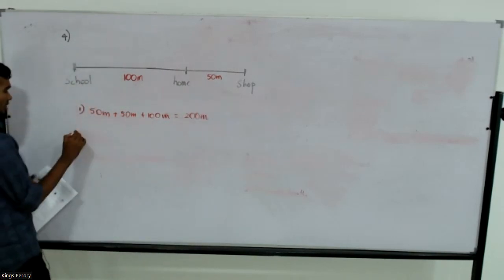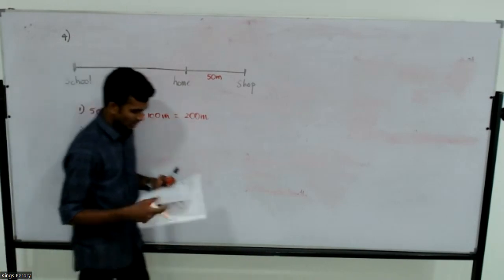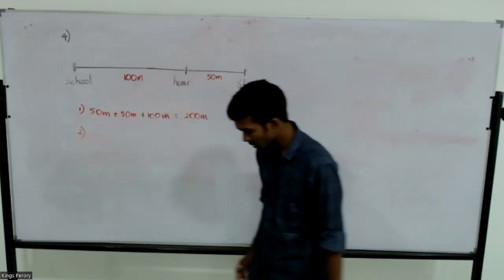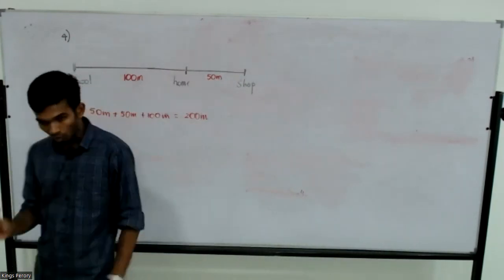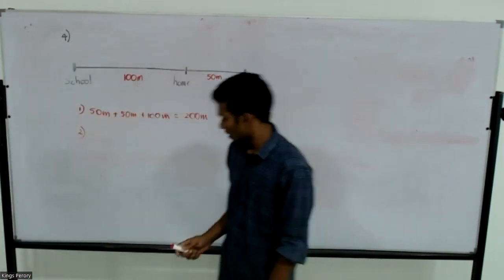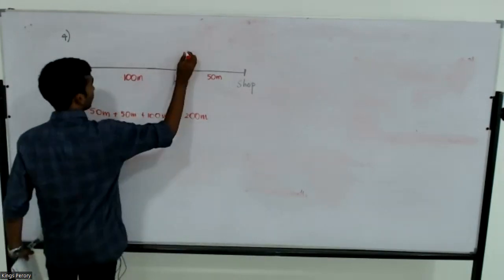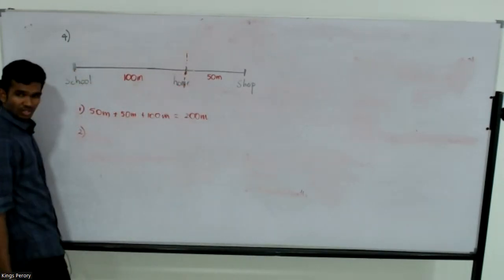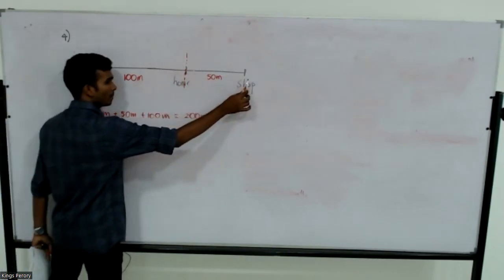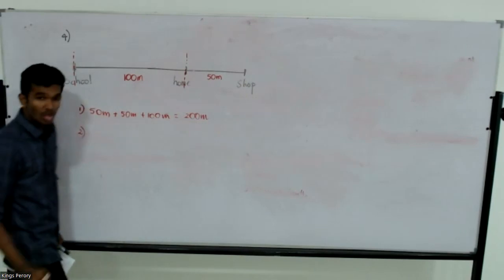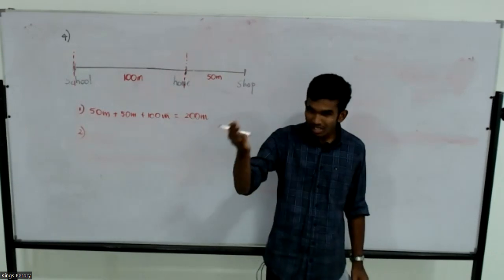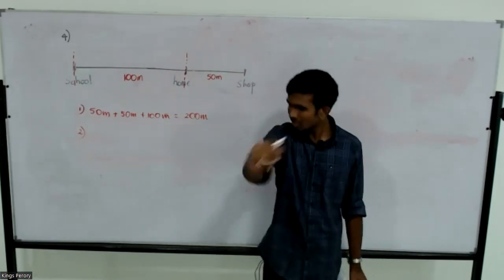Right? Second question, what is the displacement of the girl? First of all, tell me the definition of displacement. Shortest possible linear length between starting point and end point. Where is she starting? Home. Where is she finishing? School. Then do we need to consider going to shop and coming? We don't need to, because only distance depends on the path.